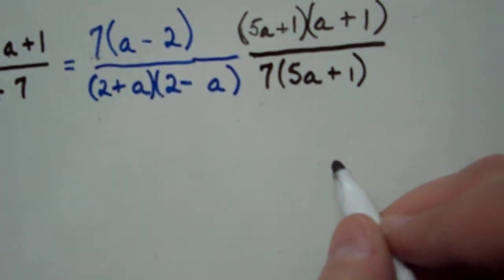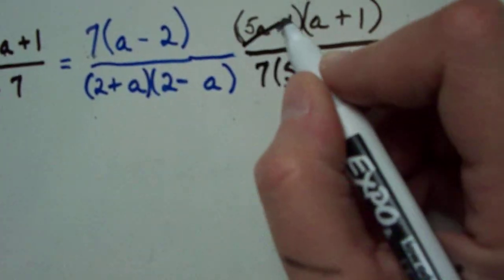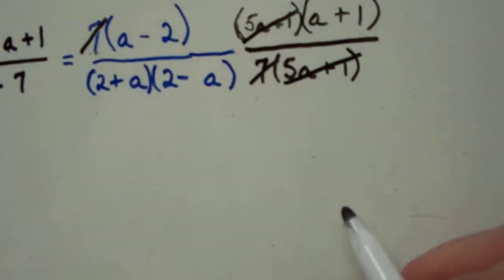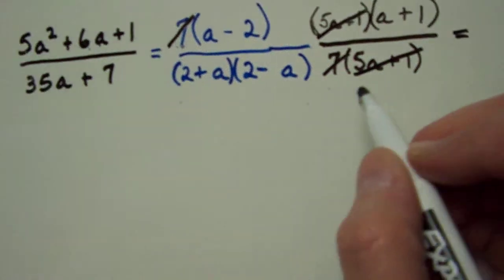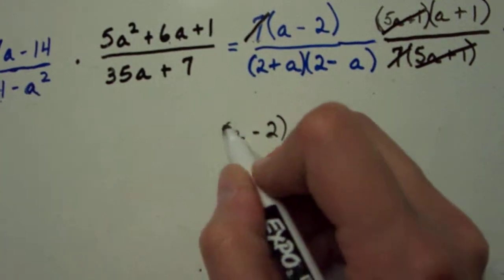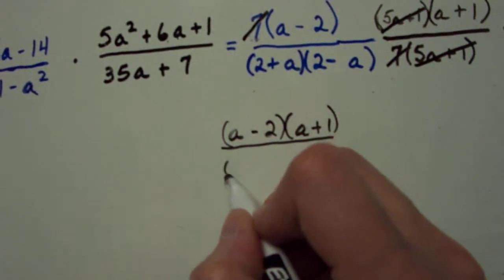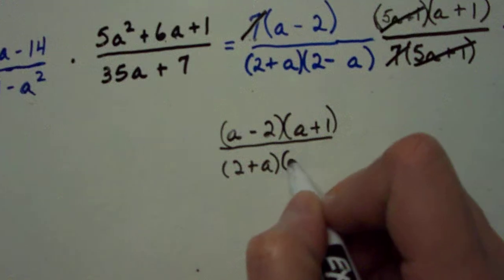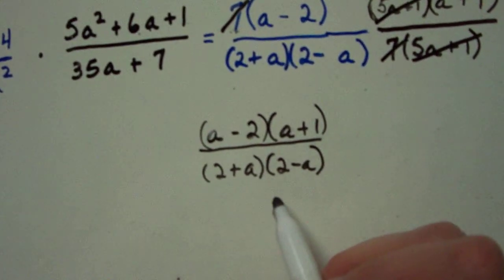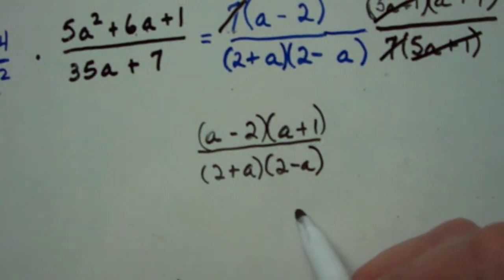Now we can do some canceling. We can cancel 5a plus 1. We can cancel 7s. Now we are left with, I'm going to bring this below, a minus 2, a plus 1, 2 plus a, 2 minus a. Here's a tricky part of the problem though. A minus 2, 2 minus a.